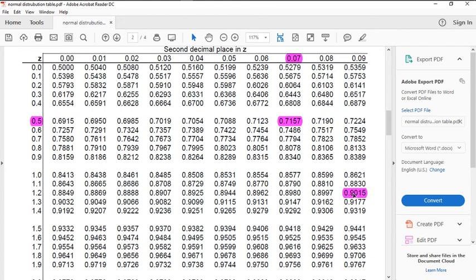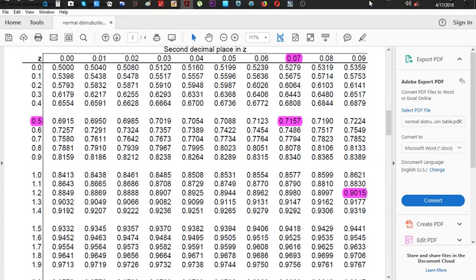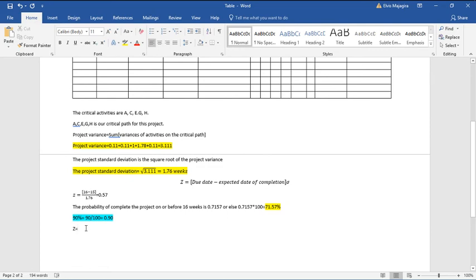We see 0.9015. So we look up the column: the second decimal place in Z is 0.09, and we follow the row at 1.2. So we add 1.2 plus 0.09, so Z equals 1.2 plus 0.09. The answer should give you 1.29. So this one here is our z value.